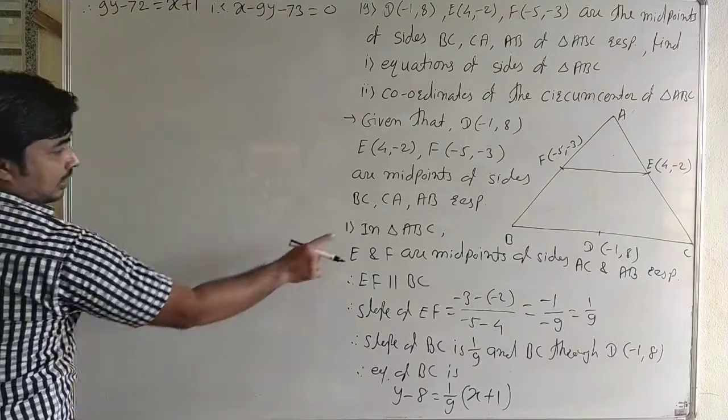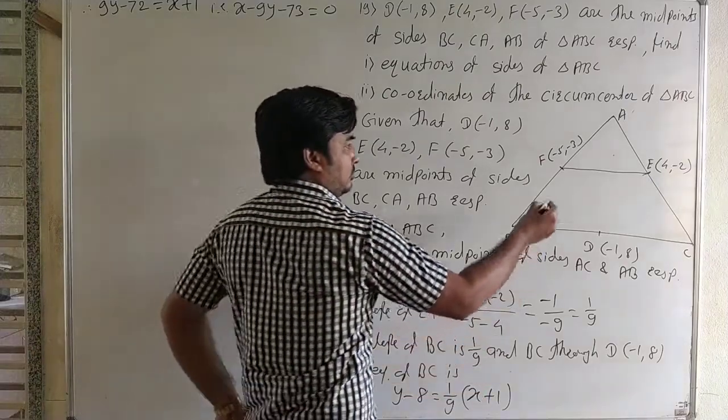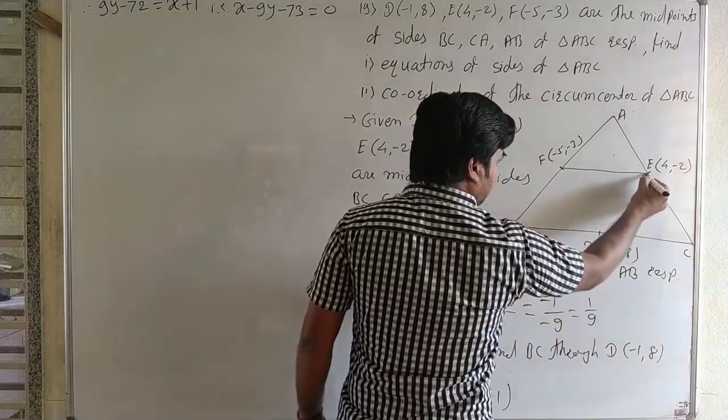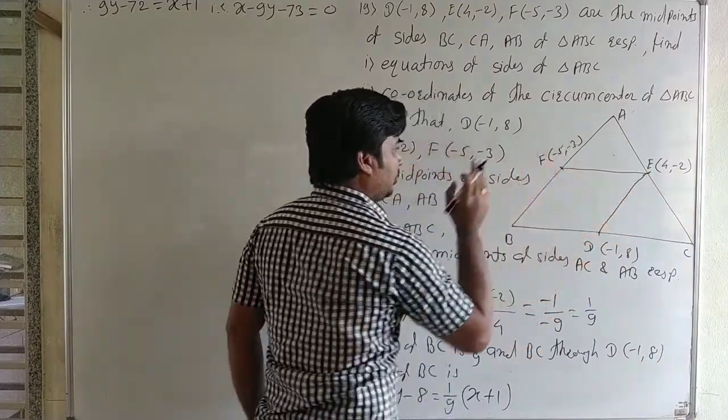Now, first E and F are the midpoints. Now we take E and D are the midpoints. That means ED is parallel to AB.